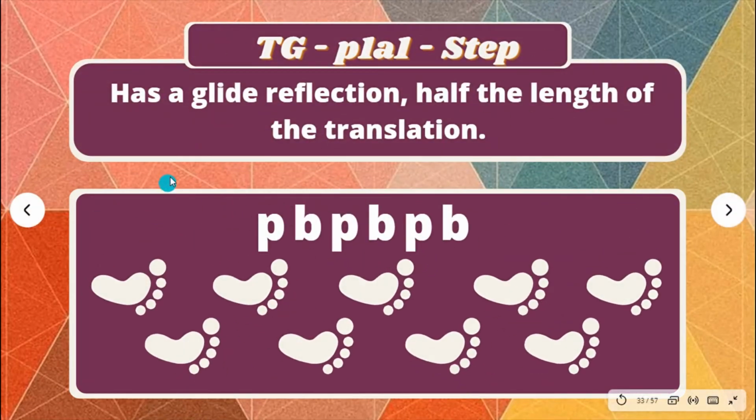Next, we have the letters TG, P1A1, and a step. It has a glide reflection half the length of the translation. Hence, it produces an alternating effect or a zigzag effect in a horizontal manner, since it is first translated and it is reflected here at the bottom, half of the translations being made. We denote this using the Conway naming system as the letters P and B.